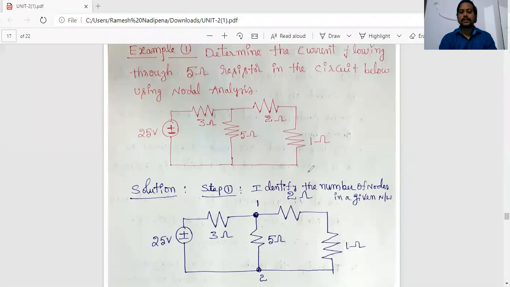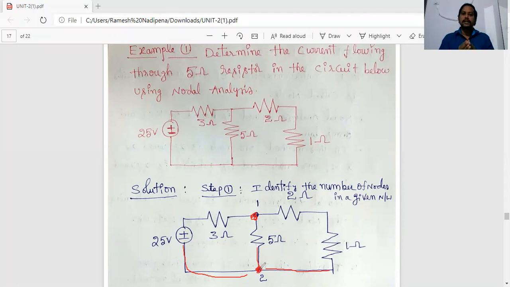Now see here. This is the first node, an interconnection of more than two elements. Now let us consider another node. This is the second node. This is one element, this is another element, and this is the third element. Interconnection of more than two elements is nothing but a principal node. So here, node 2.